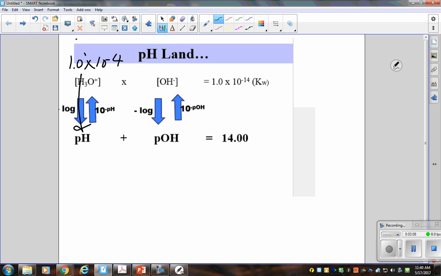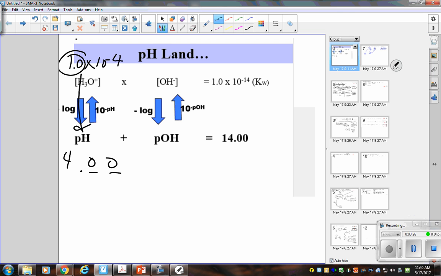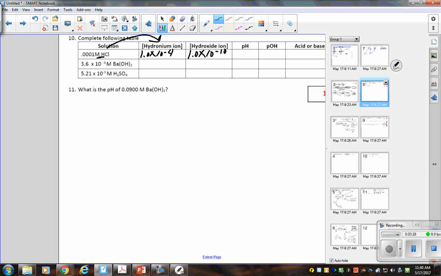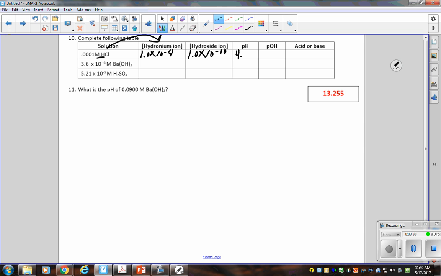That has two sig figs. That means it has to have two decimal places. Everyone should have their calculator out. Take the negative log of 1.0 times 10 to the negative fourth. You're going to get 4.00. That's where the pH comes from. So the pH is going to be 4.00, because if you look right here, my pH is 4.00.